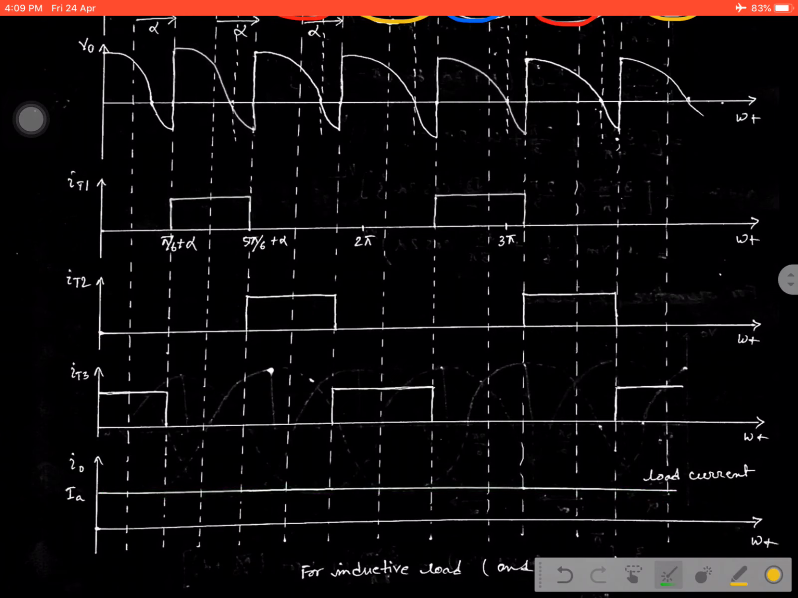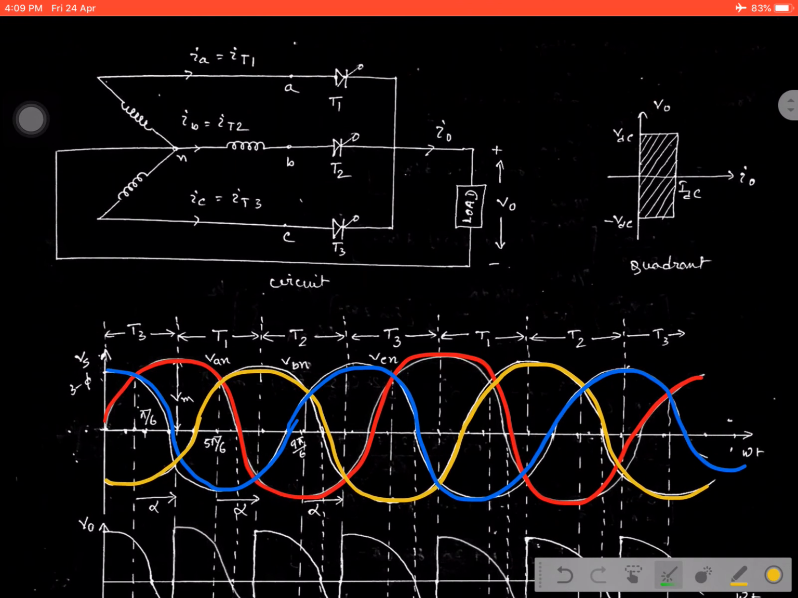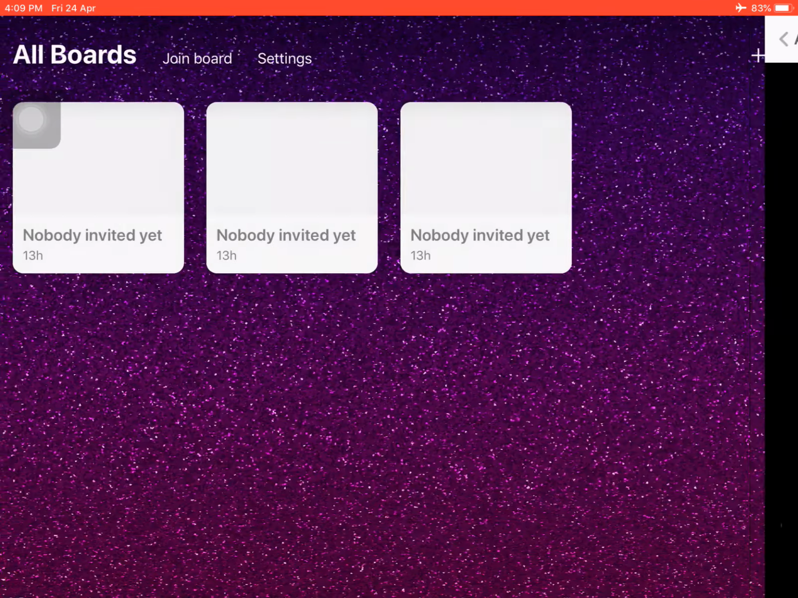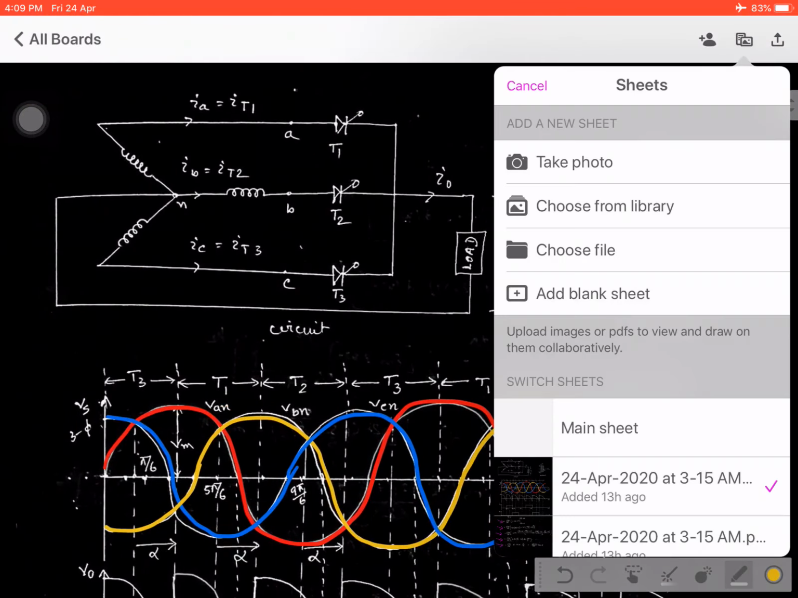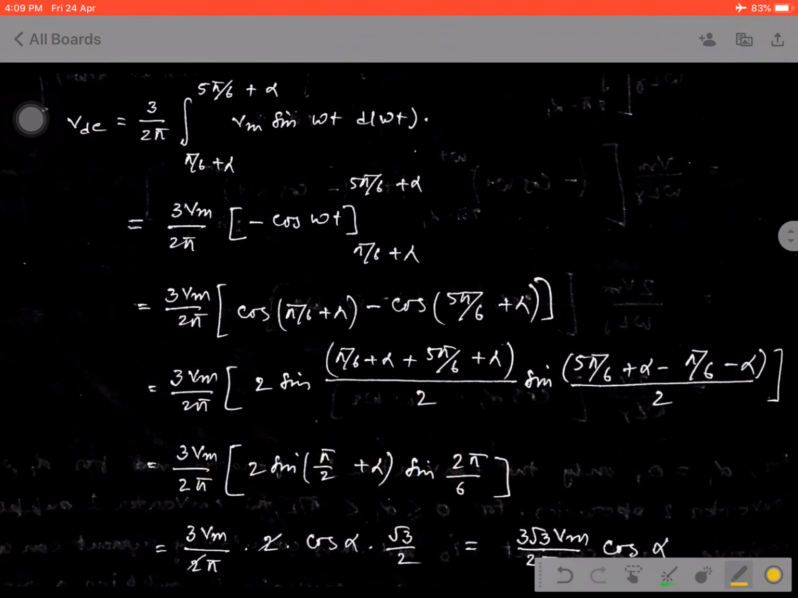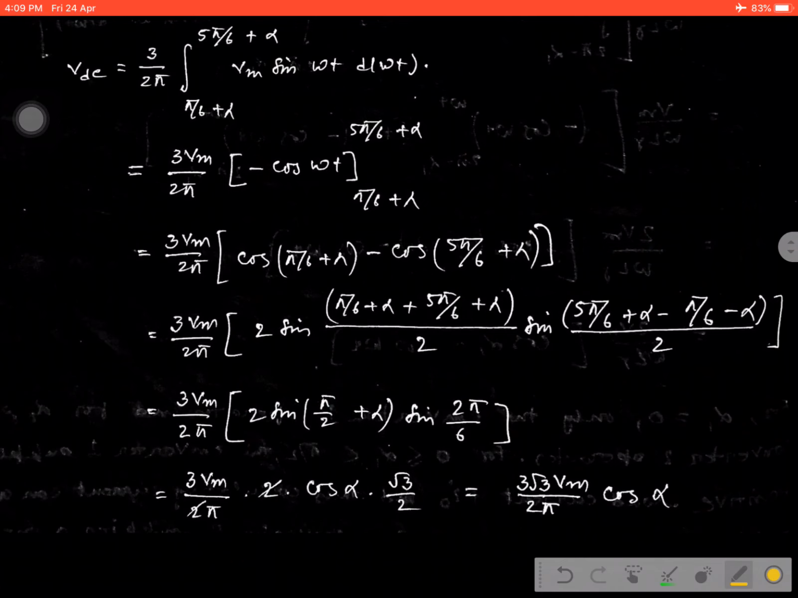Now, as it is a rectifier operation, we should calculate the RMS value or average value. Okay, so go to the next part, that is the calculation part. So this is the average value calculation.